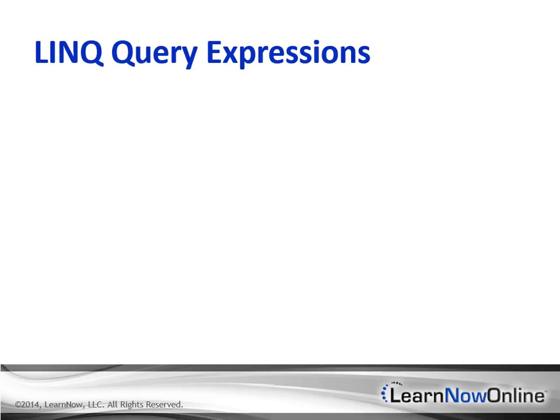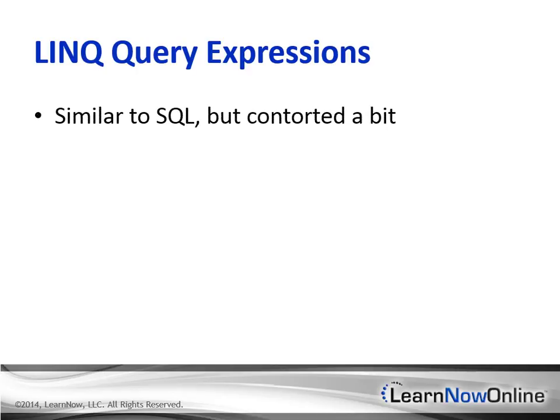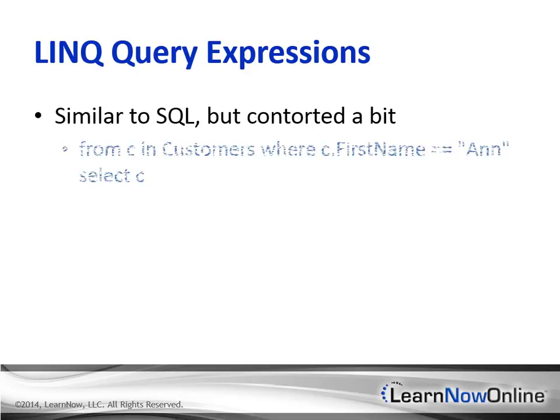The first one is LINQ query expressions. If you're used to the SQL language of relational database engines, the LINQ query expression syntax will probably be fairly familiar. So here's a simple expression that retrieves all of the customers with the first name of Anne in the AdventureWorksLT database. It says from c in customers where c.FirstName equals Anne, and then you select c. The c variable in the statement is just an arbitrary variable name that references the object that you want to work with in the query, and it's called a control variable.